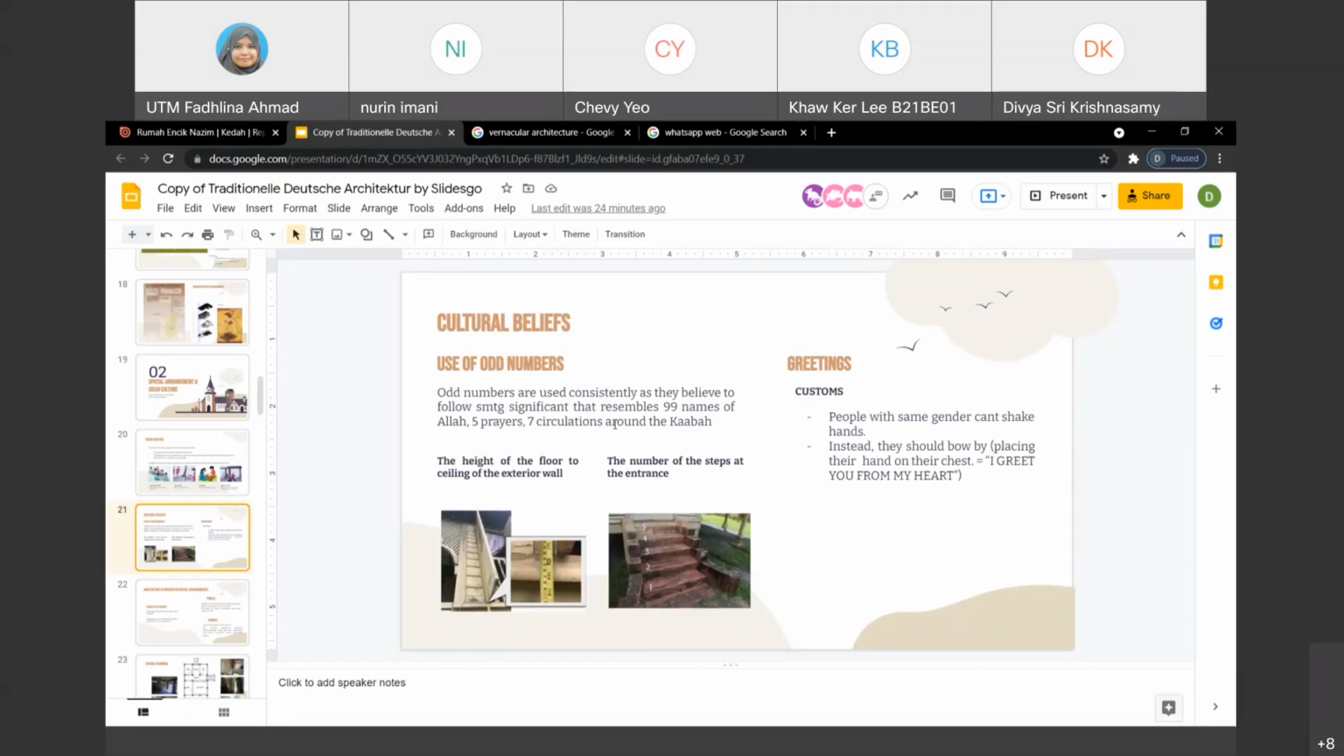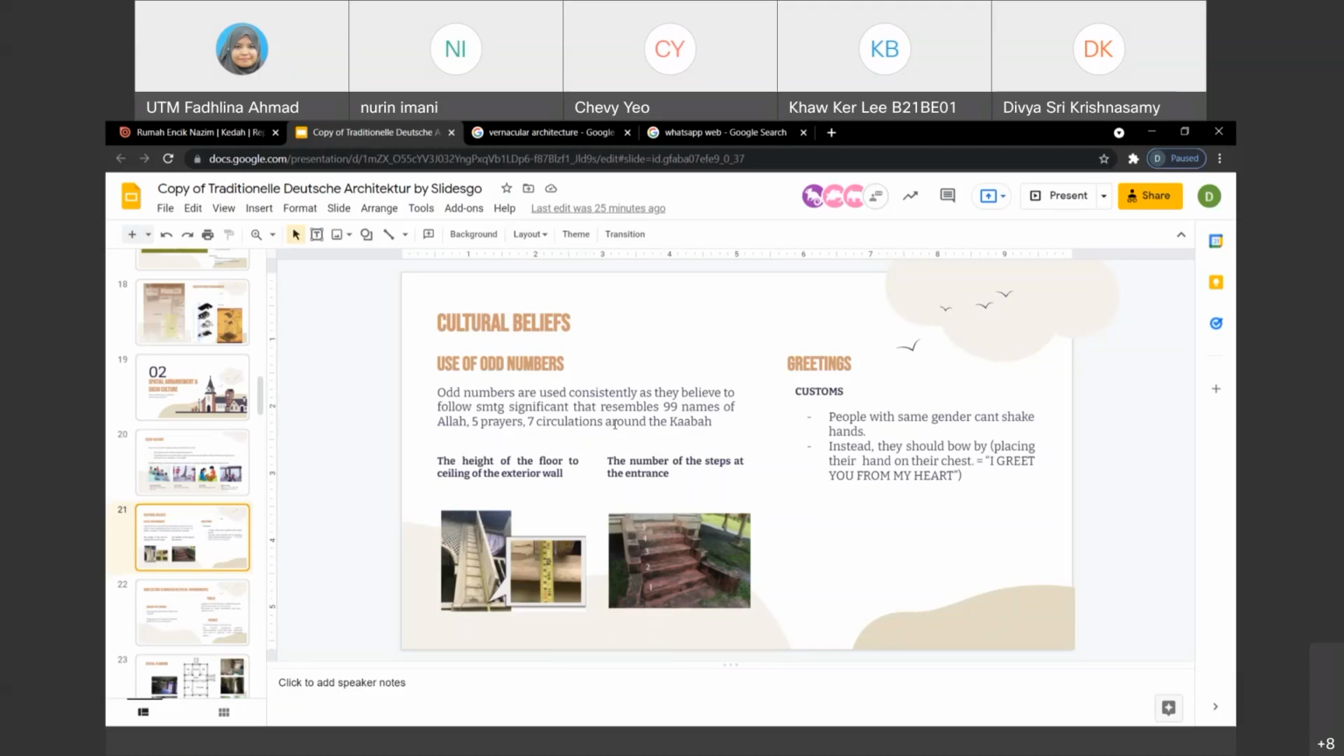So the odd numbers, as you can see, are also believed in for the staircase part. It is also believed that people should enter the house with the right leg inside. So these kinds of odd number measurements are used in their house.